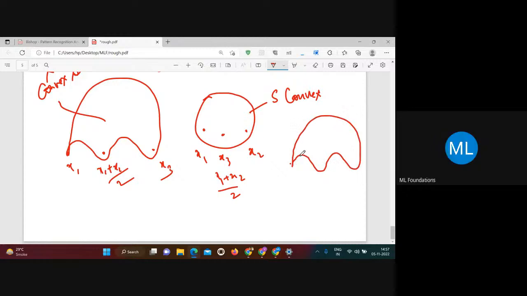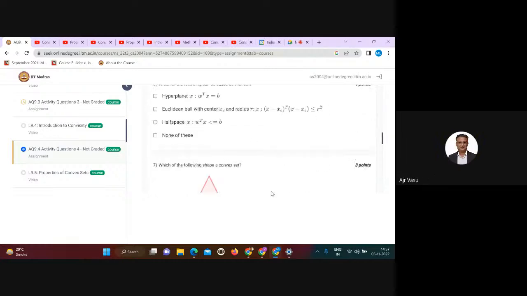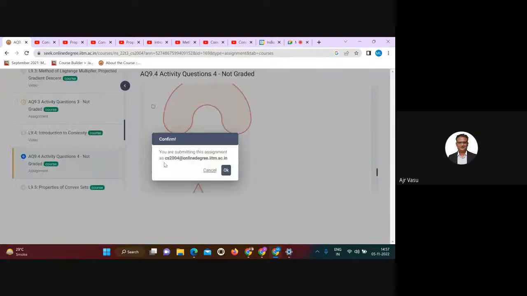It depends on how... No, they are asking, given this condition, what can you say about S? I ticked it as convex when I answered it, and the answer is correct. You are right. The question is, given this condition, what can you say about S?